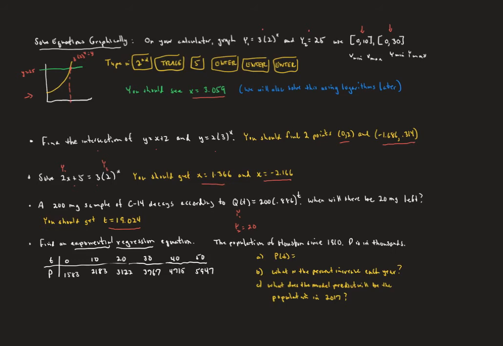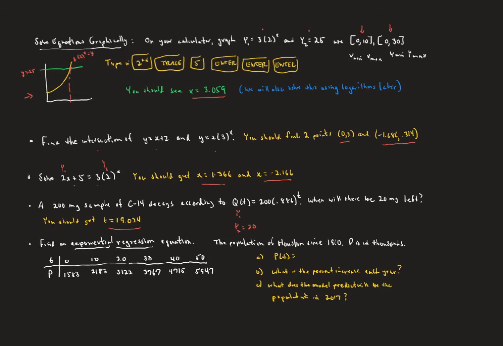Another skill we want to have is to come up with this exponential regression equation. Remember, we did this earlier with a linear regression, so we're going to do the same kind of strategy that we did before, but we'll just modify it a little bit to get an exponential regression. Here are our values, and this is supposed to be representing the population of Houston since 1960. So time 0 is 1960, and time 10 is going to be 1970, and so on. Our P is in thousands, so Houston is a huge city.